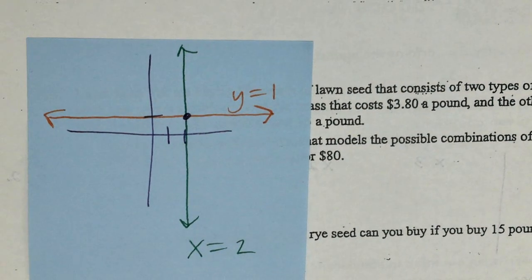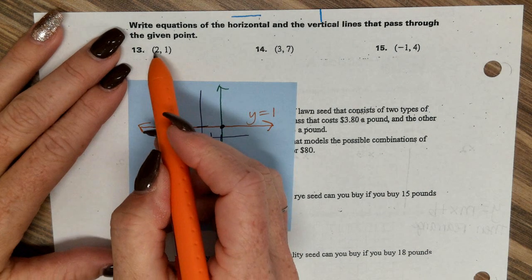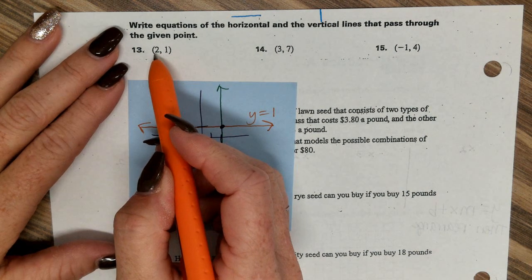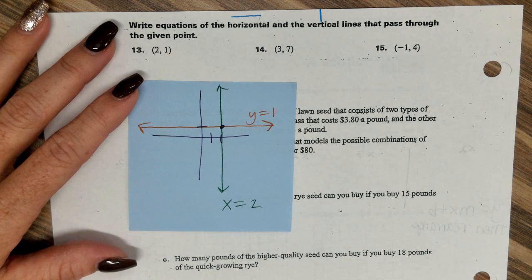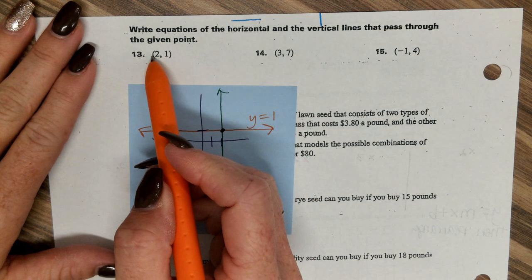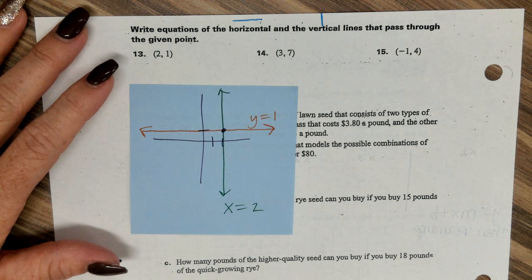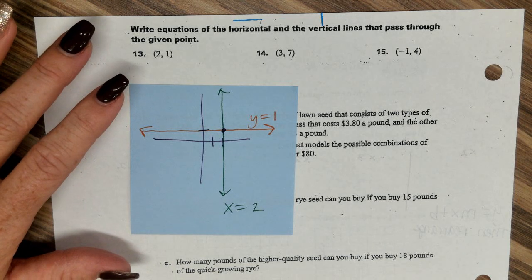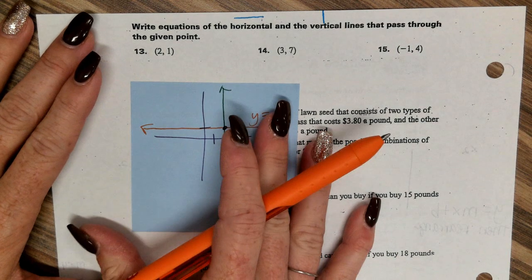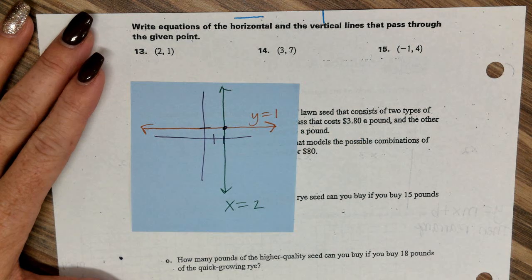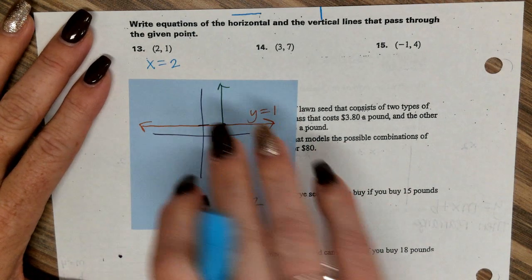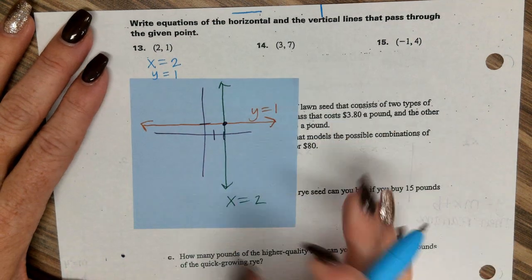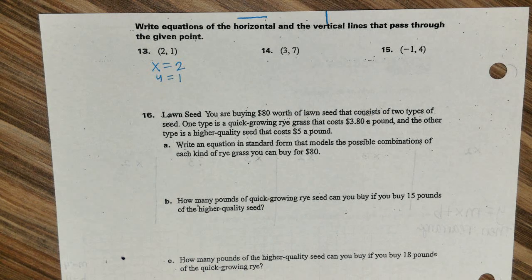Okay, now look. Is the x 2? So x equals 2, y equals? Those are the equations of the lines that it passes through. So it's literally just x equals the x value and y equals the y value. Yes or no? Okay, so I just gave you all the answer to that one. So x equals 2, y equals 1. That is the equation of the horizontal and vertical line that pass through that point.